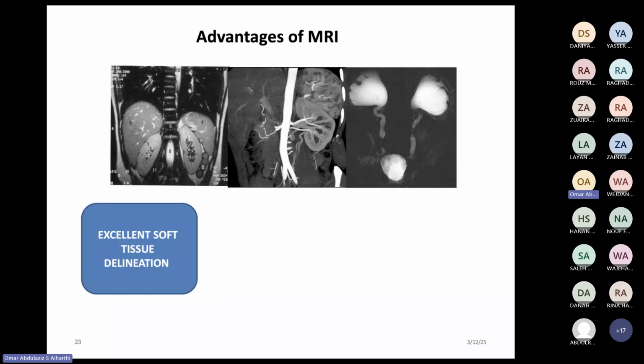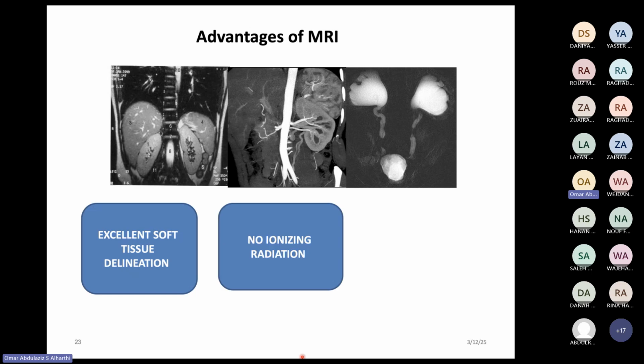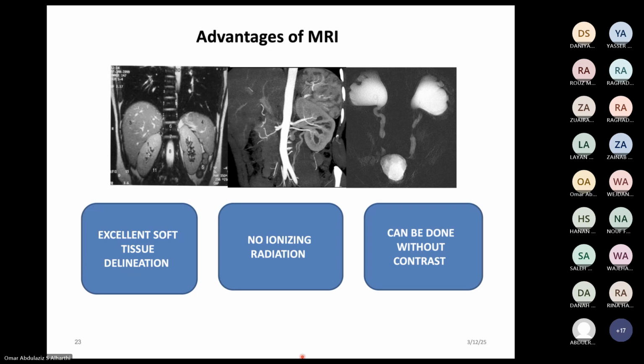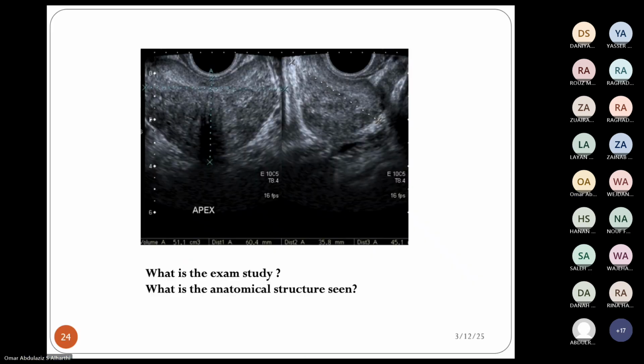All right, so what are the advantages of MRI? Excellent soft tissue delineation, right? So the contrast and the detail of the soft tissues will be much greater compared to CT and ultrasound. There's no ionizing radiation, so there's no harmful radiation in MRI. And it can be done without contrast, with a lot of details, okay?